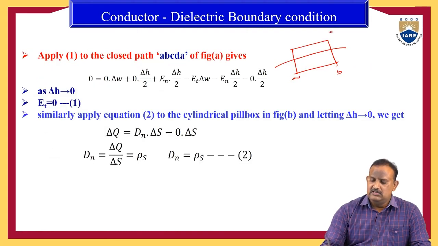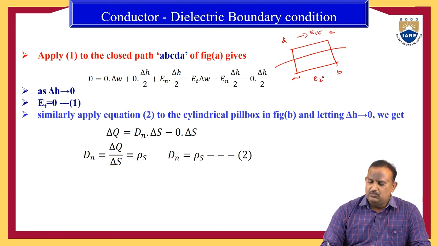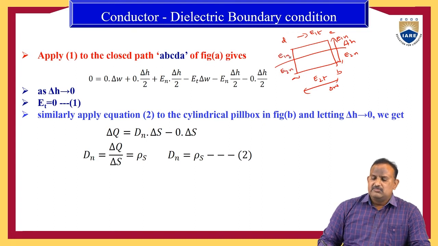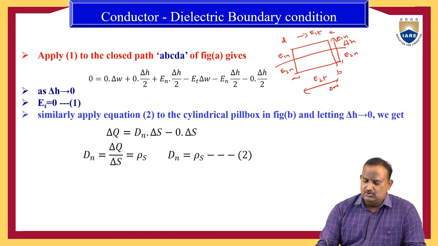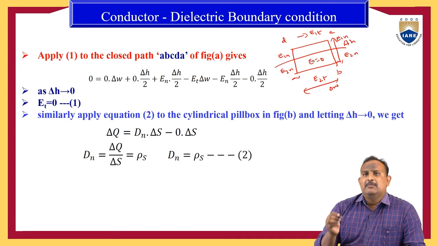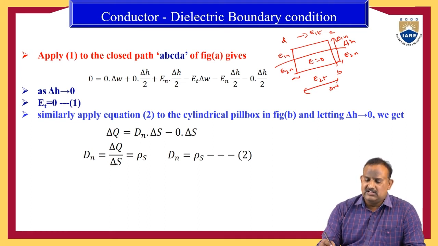A, B, C, D. It has the tangential components E1T and E2T. The height is delta H, and the width is delta W. It has E1N and E2N. Because the electric field in the conductor is 0, here E2N is equal to 0. So apply Maxwell's first equation to the rectangular box. Then we have 0 is equal to, the first one is 0 into 0. 0 is equal to, here we have E1T.